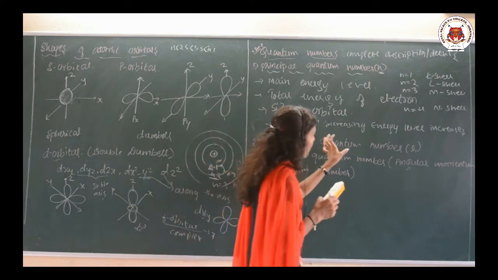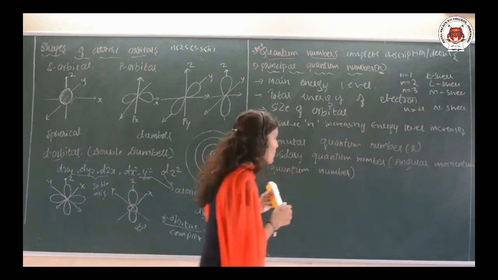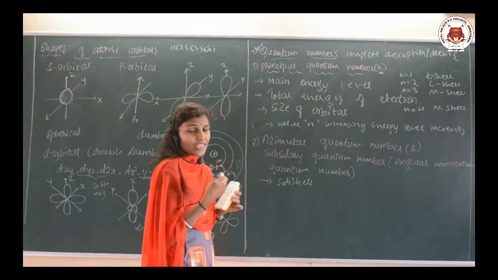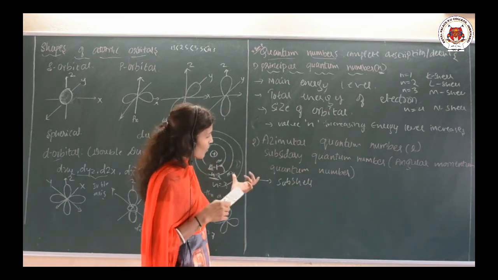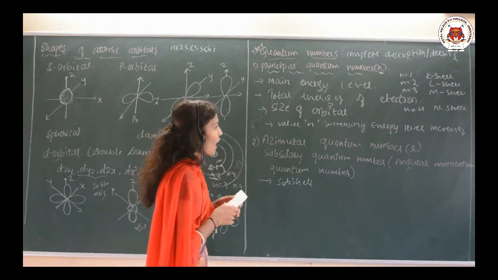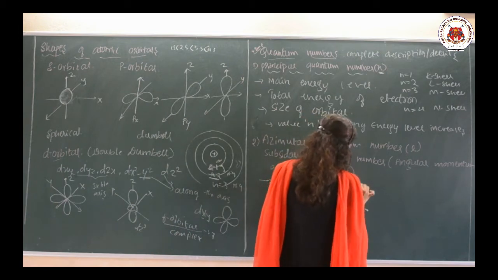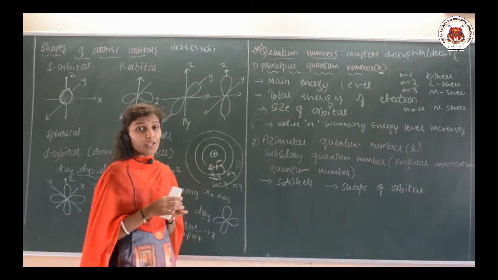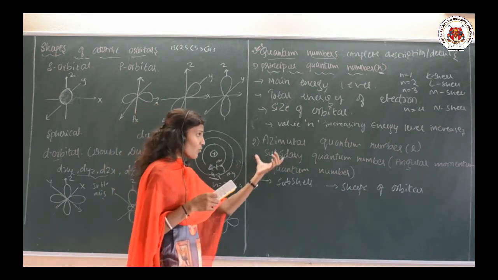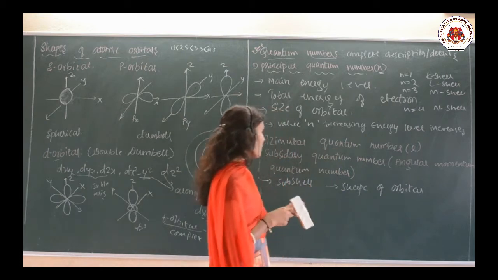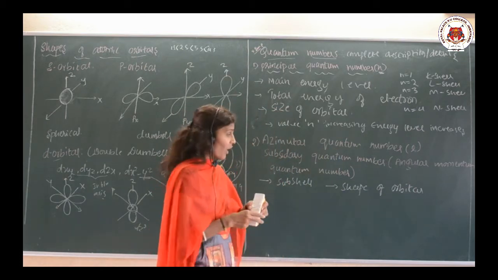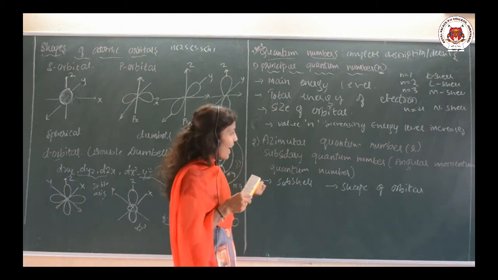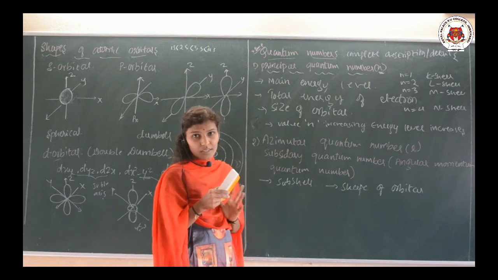So, the Azimuthal quantum number is represented by l, and this represents the subshell. The Azimuthal quantum number represents the subshell, whether it is s orbital, p orbital, d orbital, whatever, and even it determines the shape of the orbital. It gives the idea about the shapes of the orbital, and then the value of l depends upon the value of n.